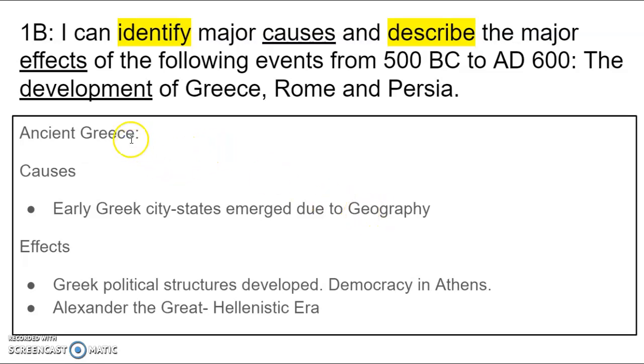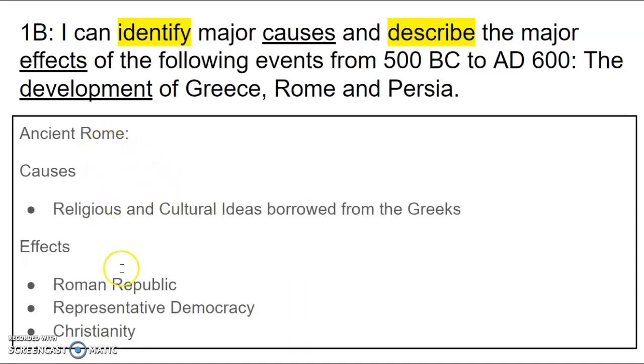The effects of the development of ancient Greece are we have Greek political structures that developed. We have democracy in Athens. So you get a new political system where you have the people that represent themselves. And you also have the effect of Alexander the Great, and you get the Hellenistic era. Alexander the Great came into Greece and took over and built this very large empire, and you have the Hellenistic era that develops because of it.